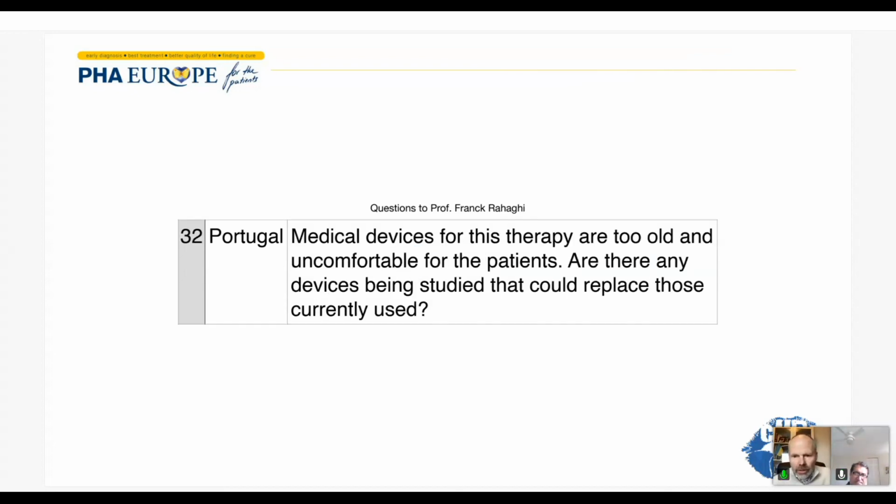Last question. Medical devices for this therapy are too old and uncomfortable for the patients. Are there any devices being studied that could replace those currently used? I guess it refers back to the other one. Maybe, but I think you're talking about the pumps, if you mean devices. Well, yeah, I mean, United Therapeutics just came up with Remunity, which is a pump that's about that big, and you can give medication through that pump. So yeah, the advances are coming.